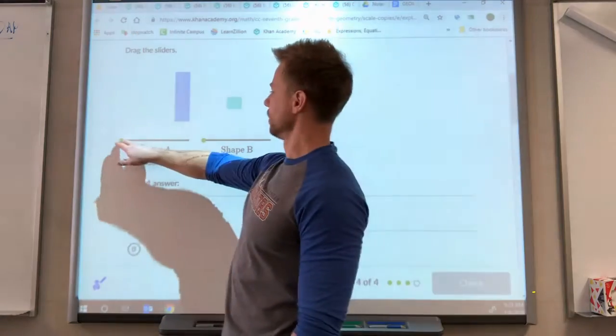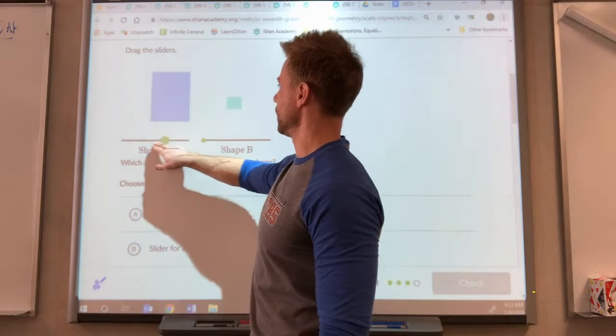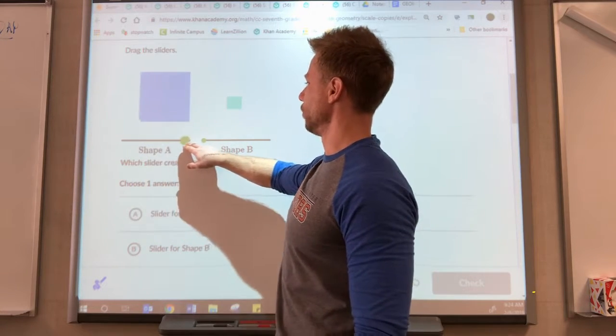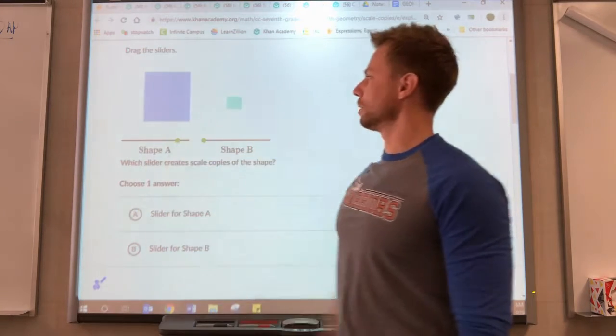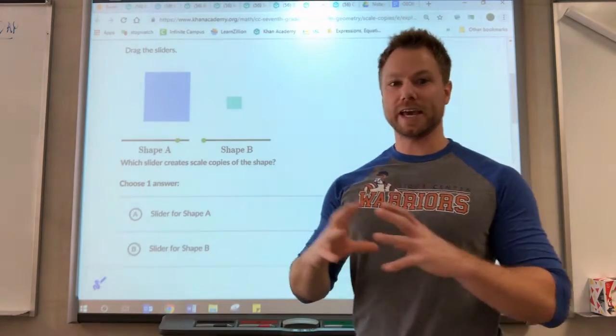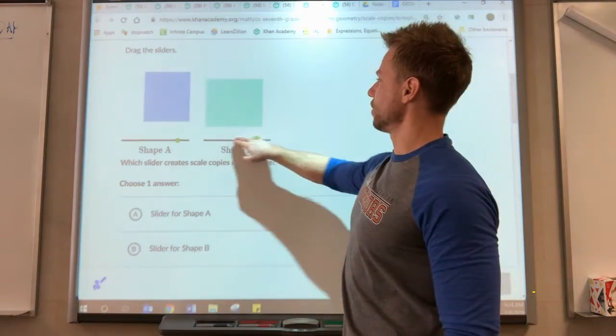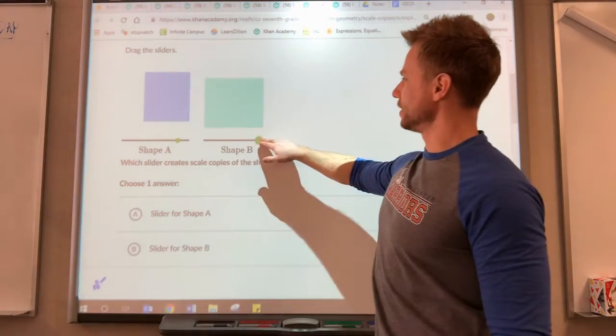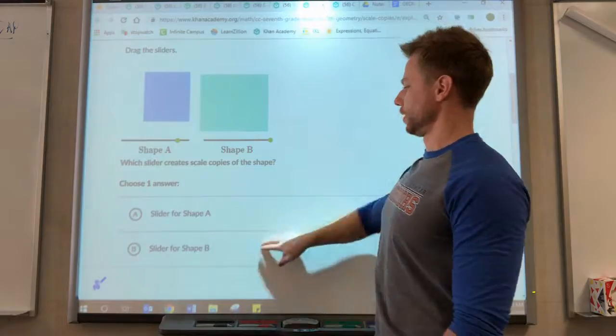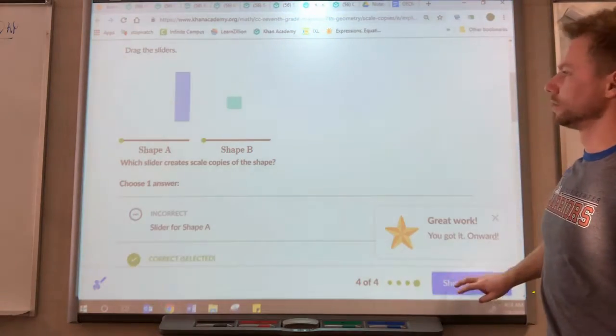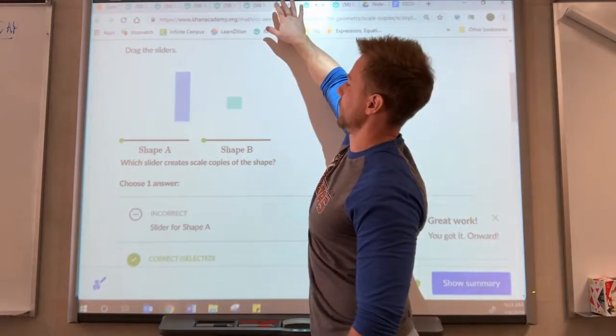Good, again, let's try it. Move the slider. See how the height is not changing at all, but the width is changing? If two shapes are corresponding, the length and the width are going to change proportionally. Where this one over here starts out as a little square, and it maintains the shape of a square, but it just gets bigger. So again, it'd be slider B is the one that is a scaled copy.